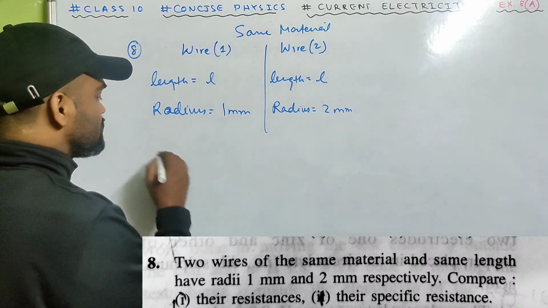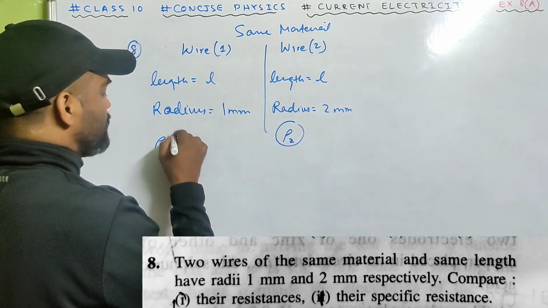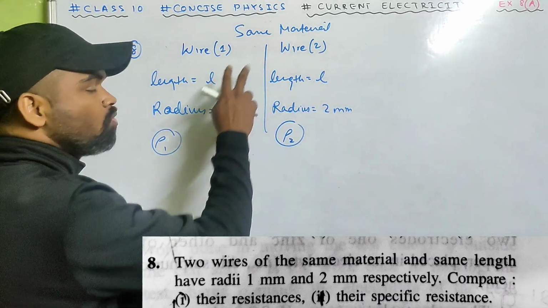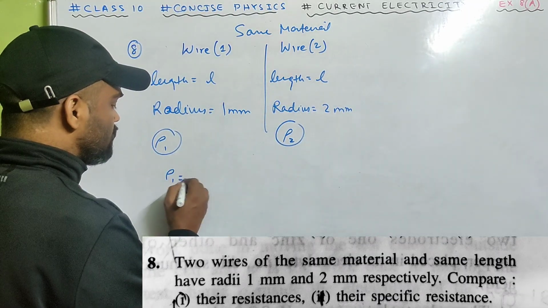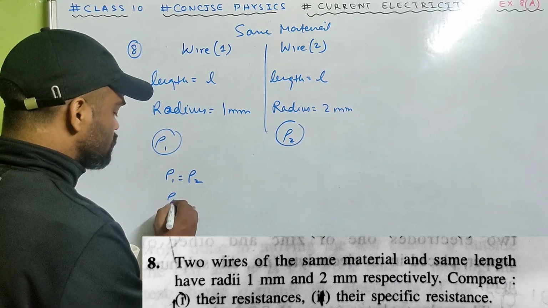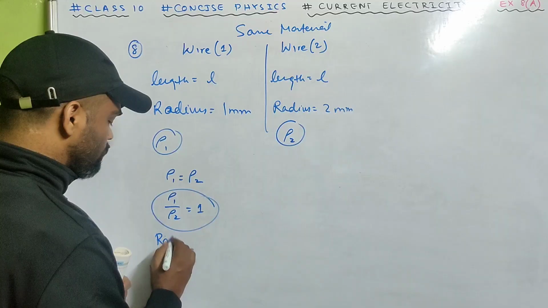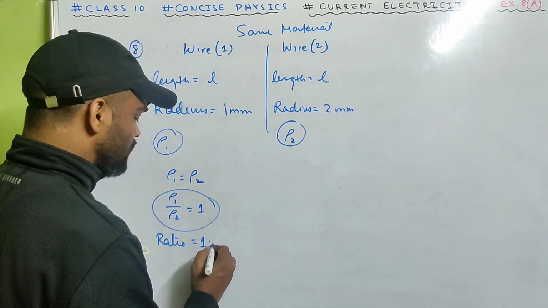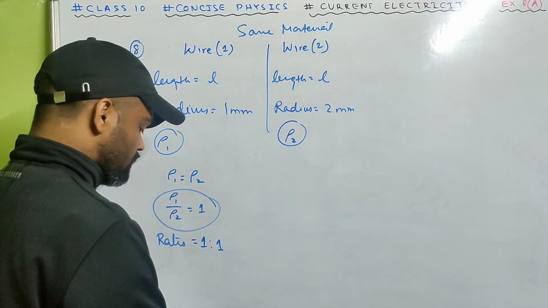Now specific resistance, when we talk about rho 1, rho 2. Now specific resistance depends on the material of the wire. These two are made up of the same material, which means rho 1 will be equal to rho 2, which means rho 1 by rho 2 is equal to 1, which means the ratio of the specific resistances will be 1:1. Very easy. Yes or no?